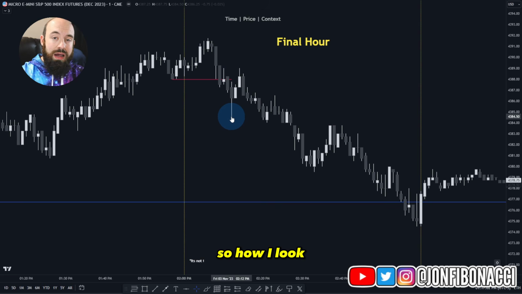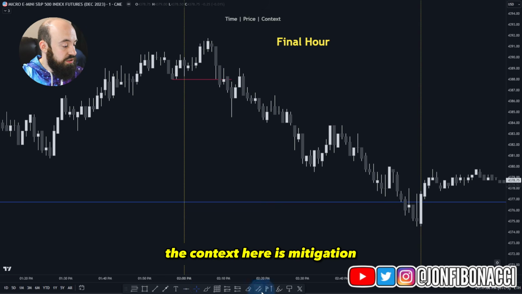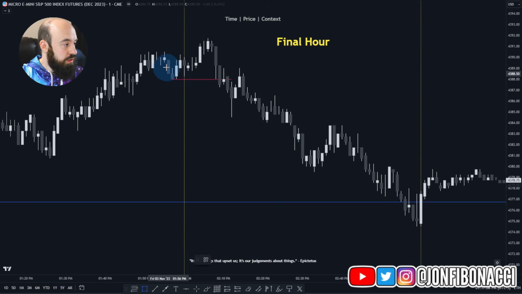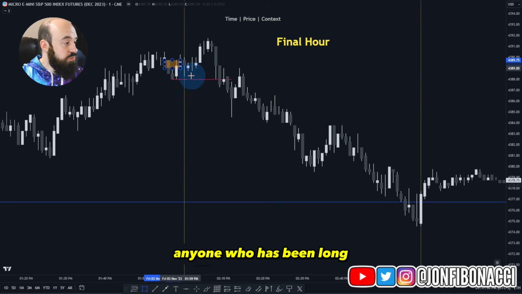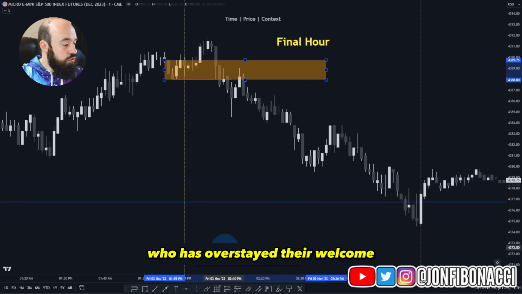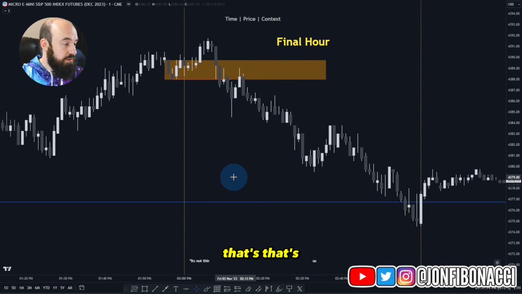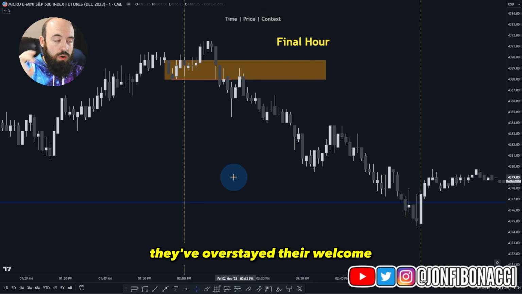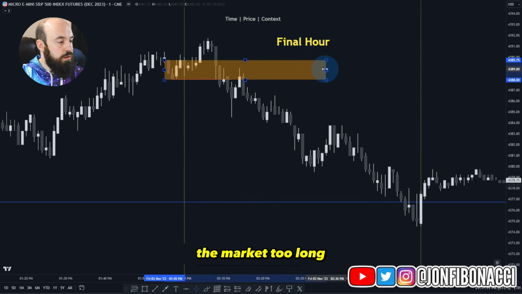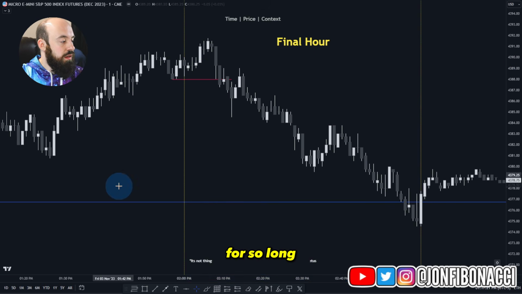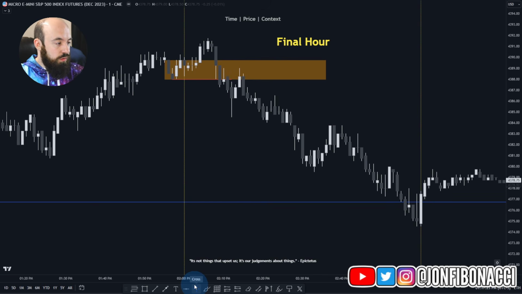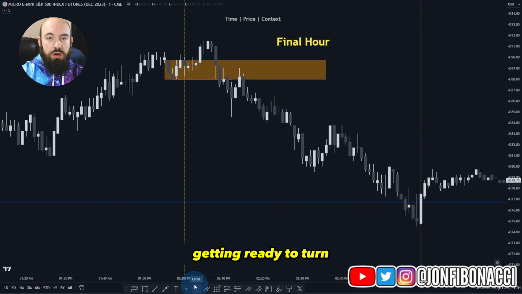Okay. So how I look at this is a mitigation. Okay. The context here is mitigation. So what that means is anyone who has been long, who has overstayed their welcome. That's how I put it. They've overstayed their welcome. It means they've been in the market too long. They've held on for so long. It's been bullish. And now the market is getting ready to turn bearish.